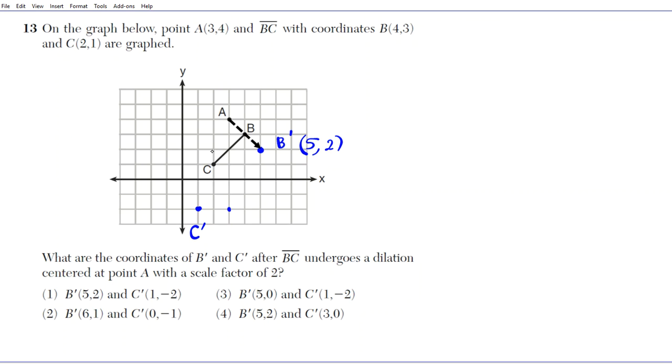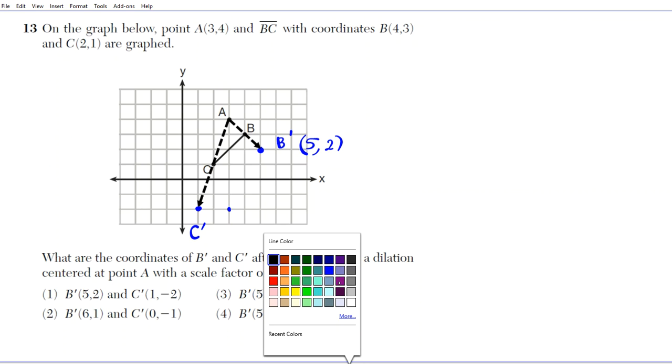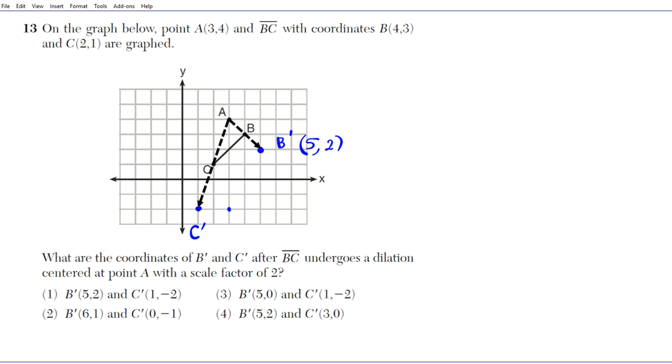And you see the dilation here of this segment through C by a factor of 2 takes you to C prime. Okay, so the segment that we are looking for, segment C prime B prime, is defined by this segment right here. Coordinates of point C prime is, let's see, 1, comma negative 2. And as you can see, our answer is option number 1.